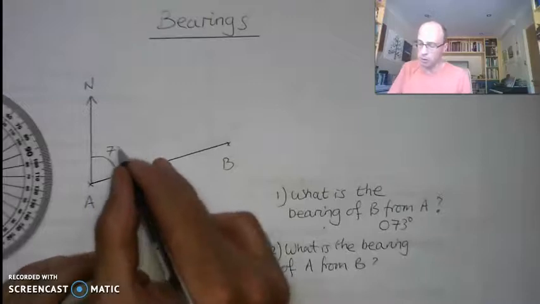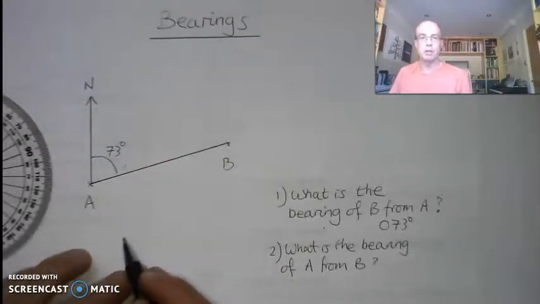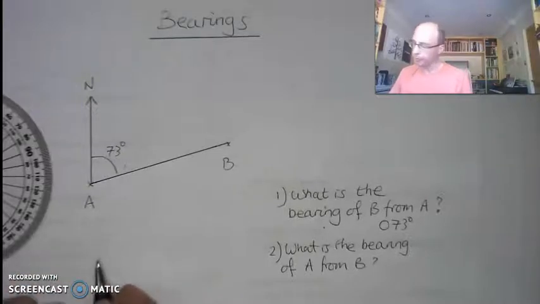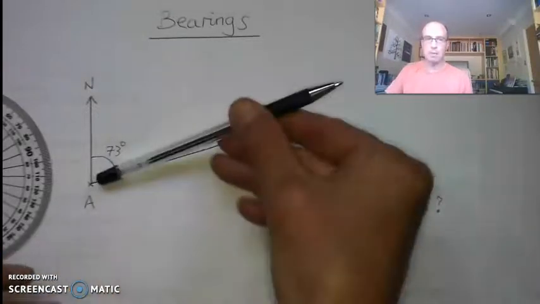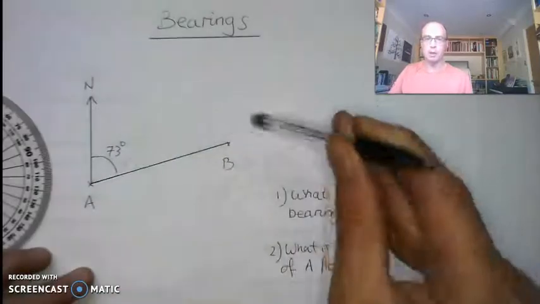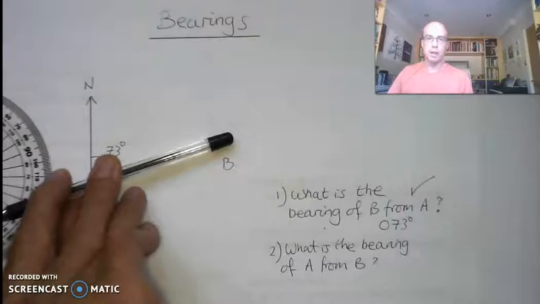So this was 73 degrees as an angle. My bearing needs that extra 0 in front, 073 degrees. So we've done the first bit. The second bit says, what is the bearing of A from B? So this time, rather than standing at A and measuring the direction towards B, we're going to be standing at B and measuring the direction towards A.